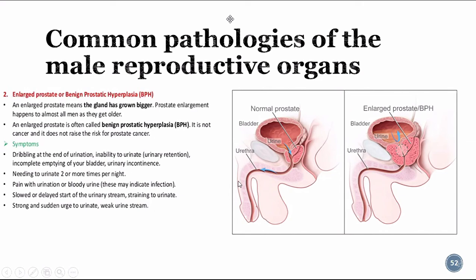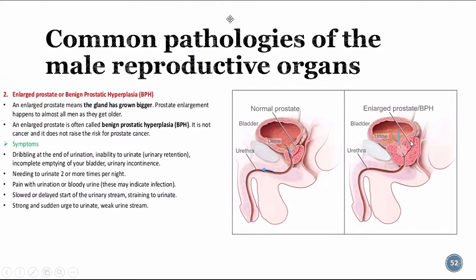Symptoms of BPH include dribbling at the end of urination, inability to urinate or urinary retention, incomplete emptying of your bladder, or urinary incontinence. You also feel the need to urinate two or more times during the night. You also have pain during urination, or sometimes you see blood in your urine. You have a slow or delayed start of your urinary stream. So if you notice your fathers, your grandfathers, when they urinate as they grow older, it takes longer. It's because of the delay or slow start of the urinary stream. And then there's a sudden or strong urge to urinate with a weak urinary stream.